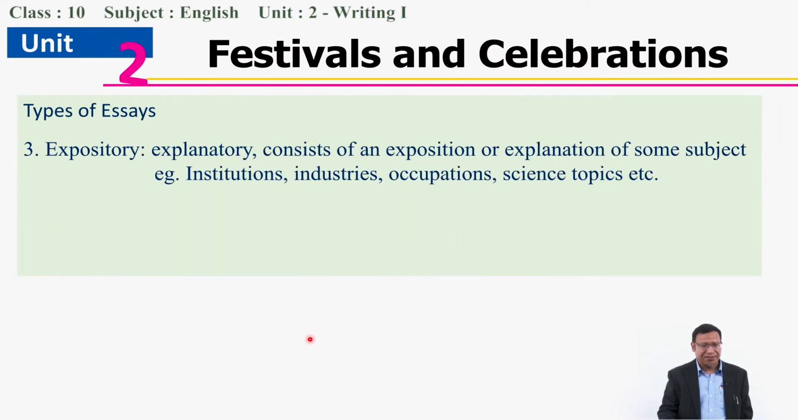Then another type, as we said, is expository. Expository means explanatory. It consists of exposing or explaining a subject, or some kind of institution on some subject. Like you can explain about the institution, about industries, about occupations. You can have explanations, you can have science topics. So this is what expository essays are.